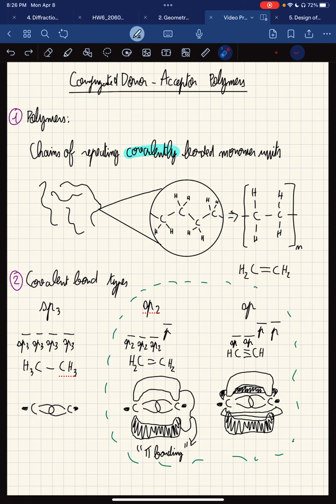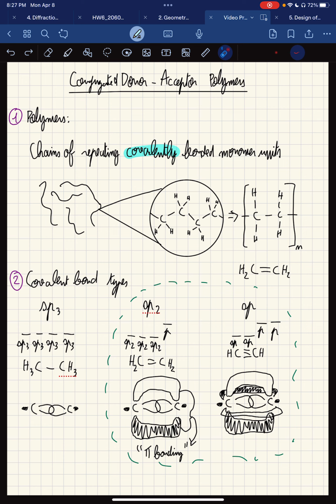Here, more specifically, they are chains of repeating covalently bonded monomer units. Here I've drawn polyethylene. We have carbon covalently bonded to carbon, covalently bonded to carbon, etc., forming our polyethylene. This is described by our ethylene monomer unit.